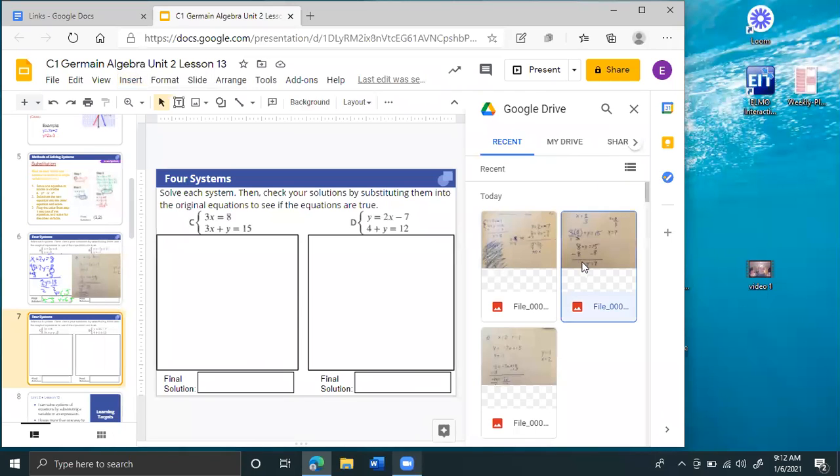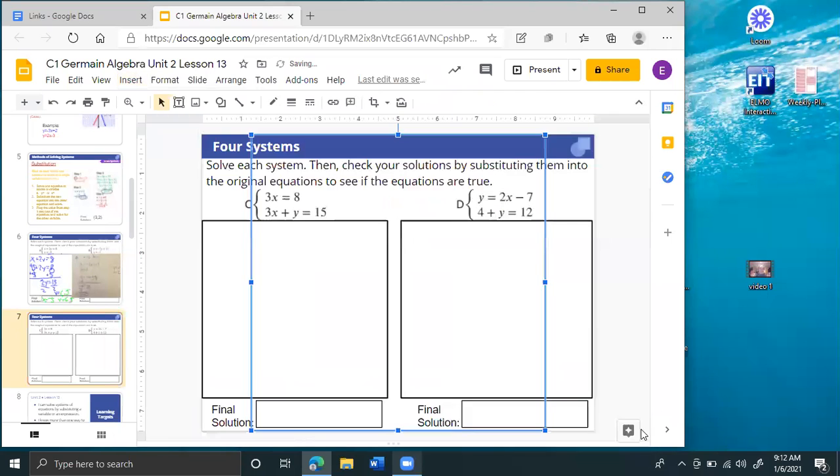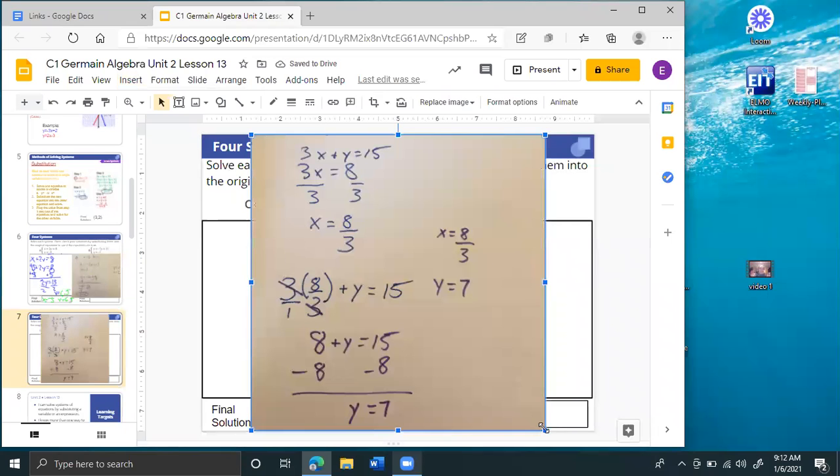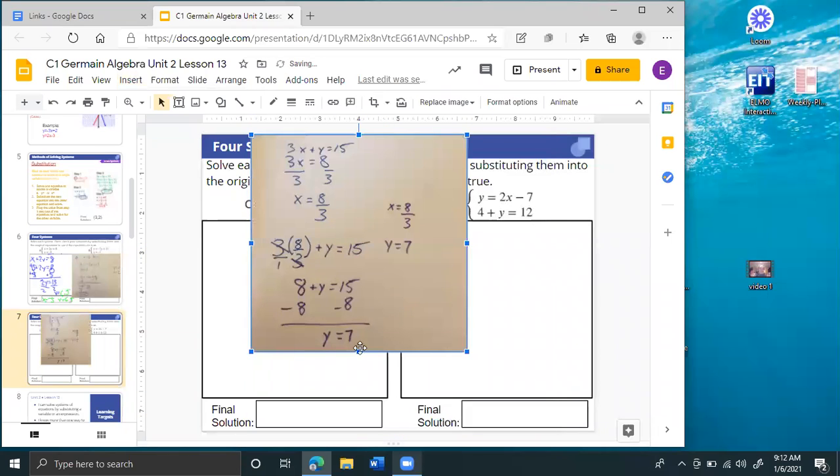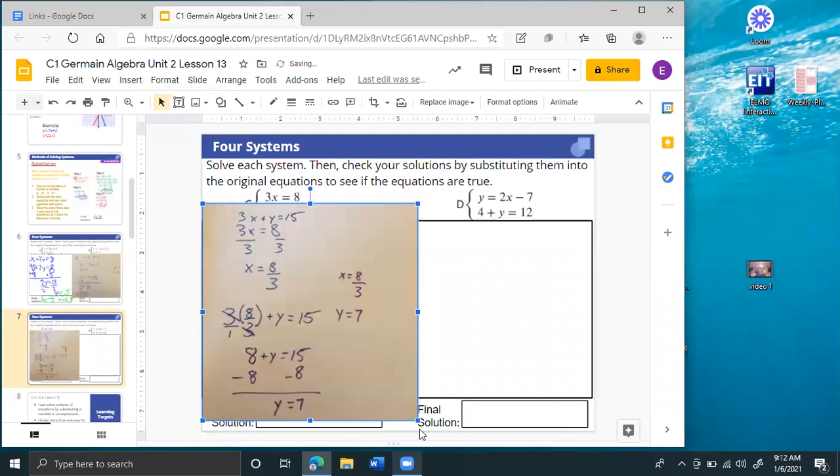I'm trying to talk and do this at the same time. I think that's what the problem is. Okay, let's make this a little bit smaller so that we can look at the work here. That's not what I wanted.